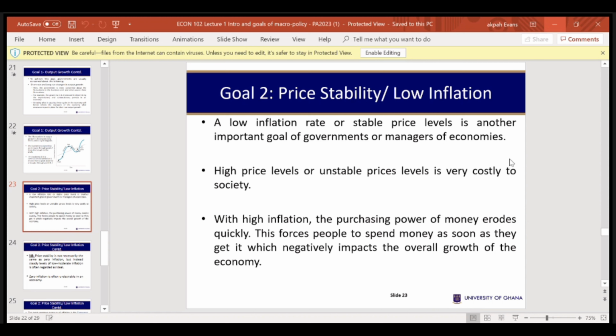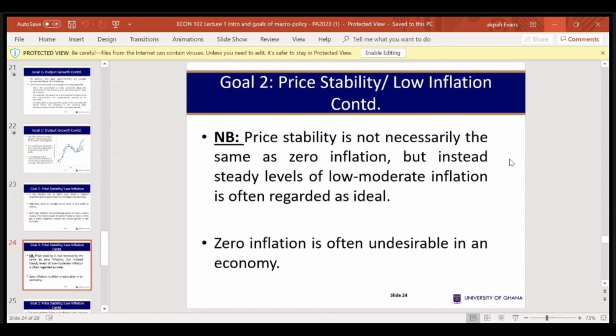This forces people to spend money as soon as they get it. So when there's inflation, you don't want to hold physical money. The moment you get it, you want to buy something so that the value does not dwindle. Note, price stability is not necessarily the same as zero inflation, but instead a steady level of low, moderate inflation is often regarded as ideal. Though we want lower inflation, zero inflation is not desirable. Zero inflation is often undesirable in an economy, right?